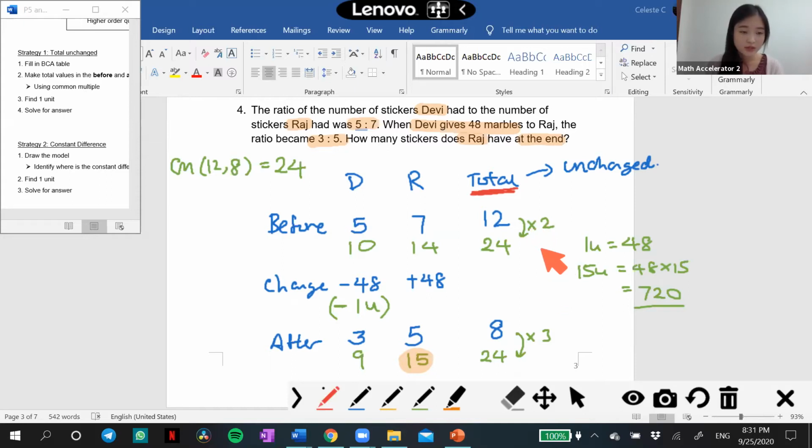Okay, why do you minus 1 unit for the change? Because looking at these 10 units here and 9 units, what is the change? From 10 to 9, Devi must have subtracted 1 unit away to get to 9 units. So that's why this 48 is equal to 1 unit.